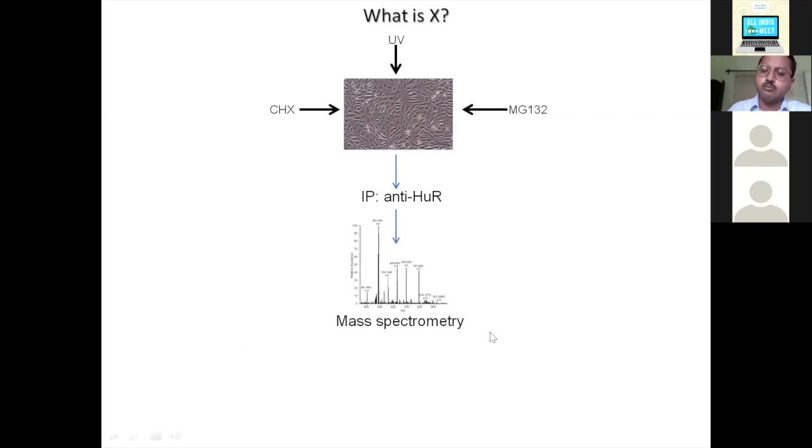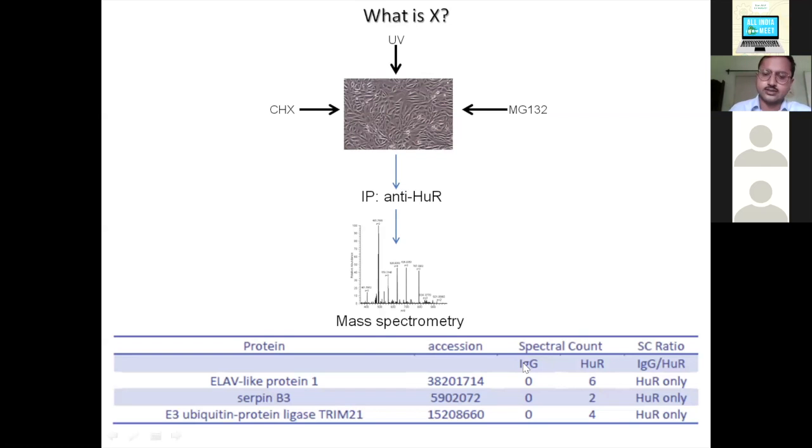And then we do mass spectrometry to identify these proteins. And what we find is very interesting. We just find 3 proteins in this mass spec result. One is HUR itself, which is expected. And among the other 2 proteins, one is an E3 protein ligase called TRIM21. And E3 protein ligases are proteins which are responsible for degradation.